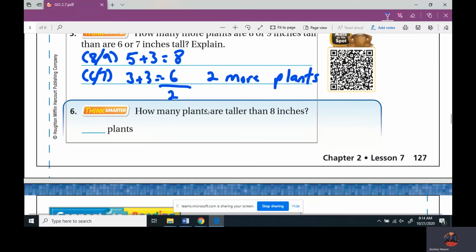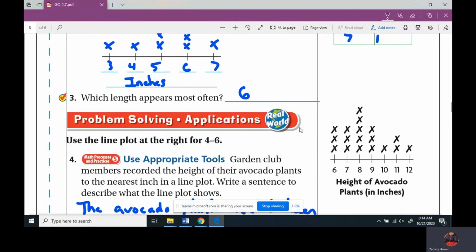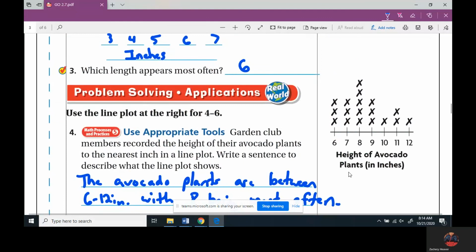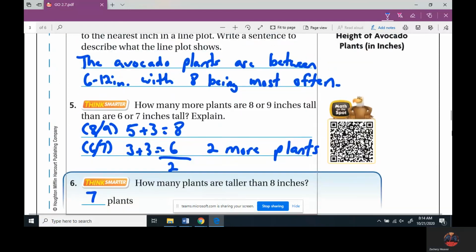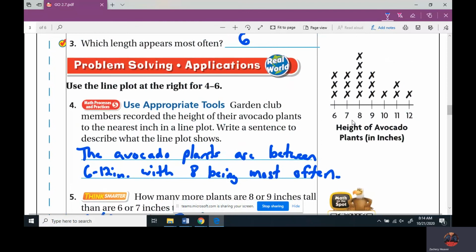How many plants are taller than 8 inches? So it has to be bigger than 8. So I can't count 8. But all these plants, 9, 10, 11, and 12, are taller. So I'm going to count the x's past 8. I can't count 8. It's taller than 8. So 1 plant, 2, 3, 4, 5, 6, 7. 7 plants. If it said 8 inches and taller, I would count 8, but it's taller than 8 inches. So all these are taller than 8 inches.